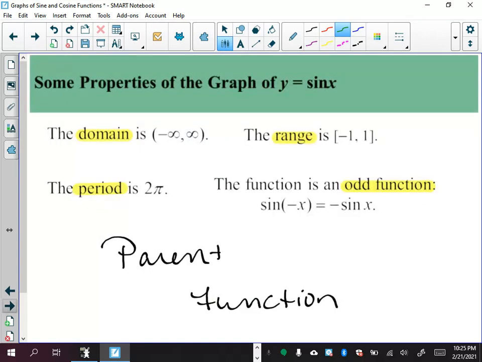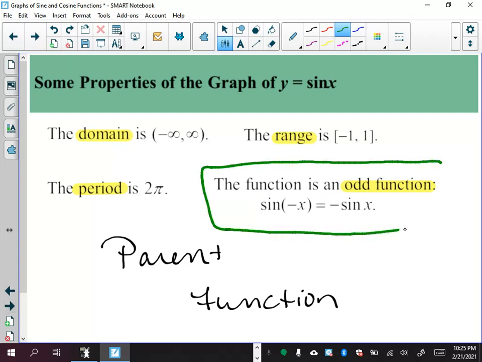So here are some properties of your sine graph. Now, what's nice about this is the cosine is going to be exactly the same. The only difference for the cosine function, we'll talk about this later, is going to be this piece right here. But right now we're only focusing on the sine graph. And so this is your parent function tendencies.